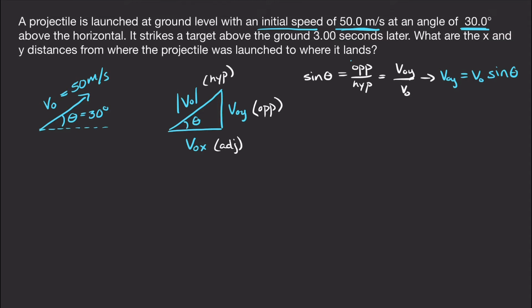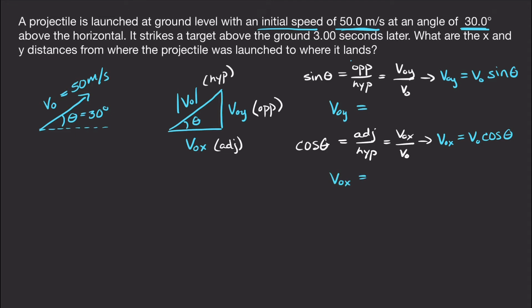And if I do the same for cosine, so maybe I move this down a bit, save some room. Cosine will be adjacent over hypotenuse, or V0x over V0. Typically, once you know one, you immediately know the other. V0x is V0 cosine theta. Okay. Now you could, at this point, solve for V0y and V0x. Some people like to do that. I'm not going to do it just yet, but you could absolutely plug that into your calculator at this point. I'm going to leave it be for now.